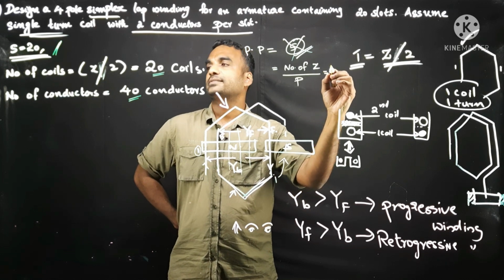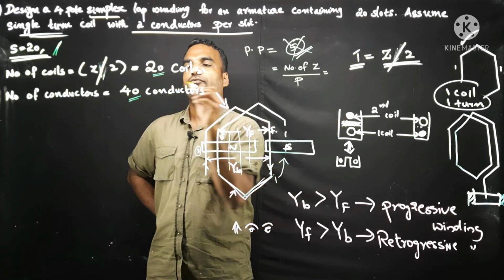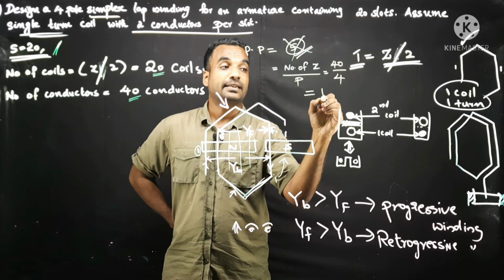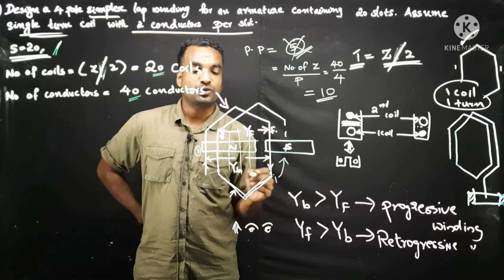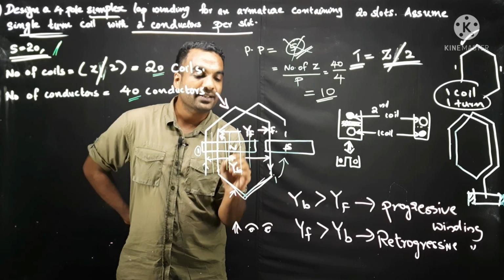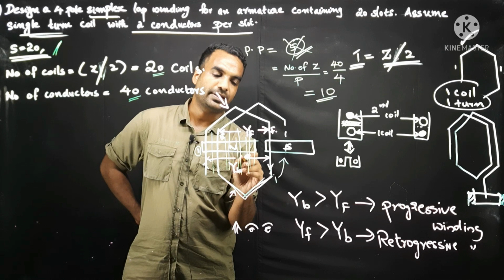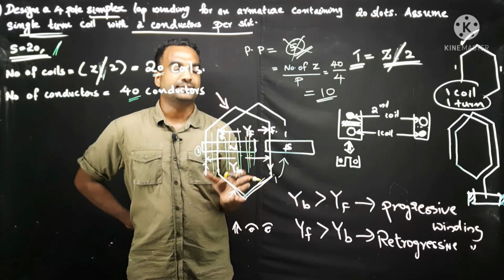In this case, it is 40 by number of poles 4, that is 10. 10 is the pole pitch. So actually, we need 10 conductors according to this example. 1, 2, 3, 4, 5, 6, 7, 8, 9, 10. That is the correct case.